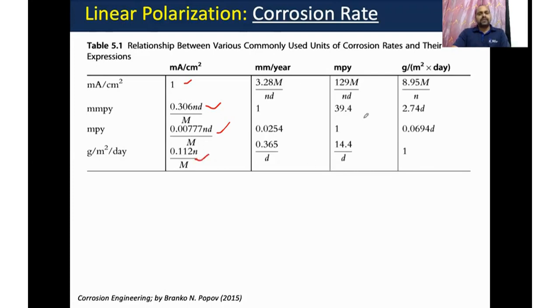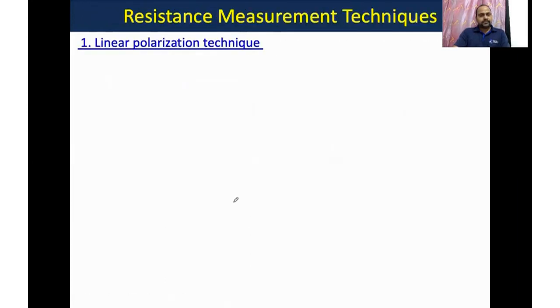The figure is given here. On the x-axis you have the current, and on the y-axis you have the potential in millivolts. If you plot these 2 quantities, the change in the current with respect to the observed voltage change, you can see it like this. If you take the slope of these 2, we can get the value of Rp.